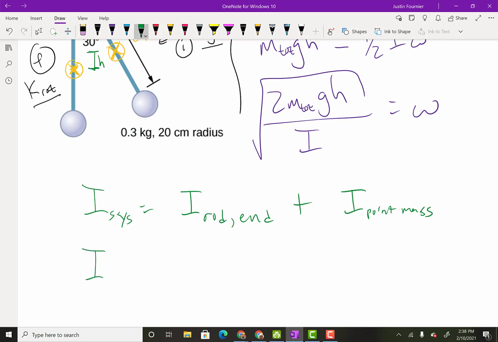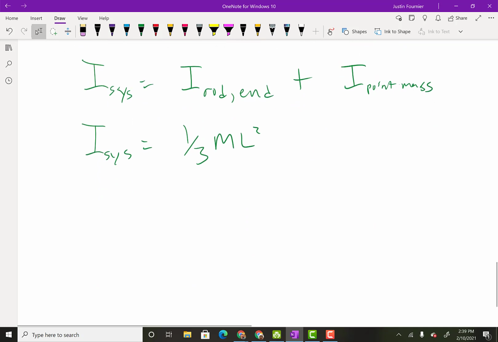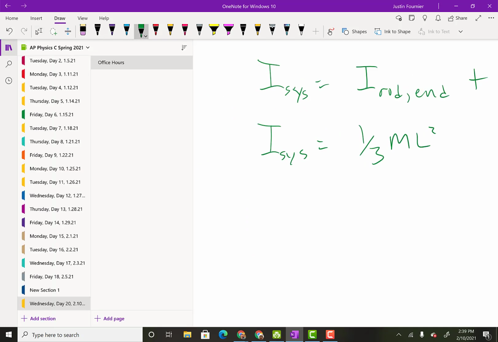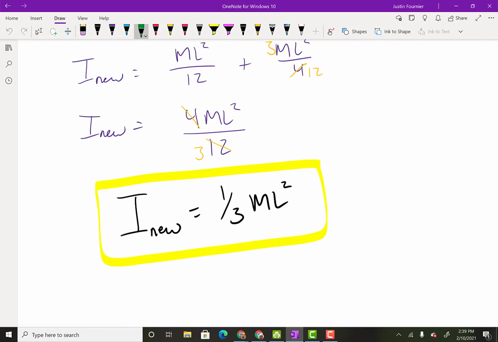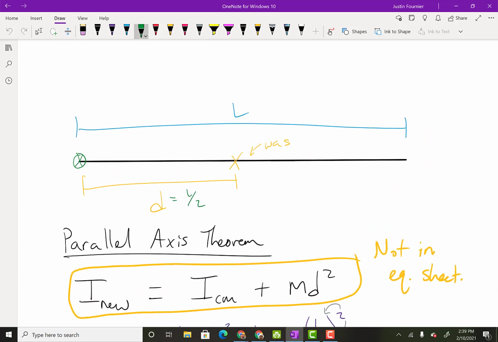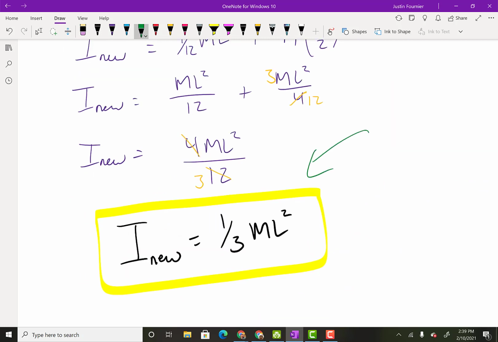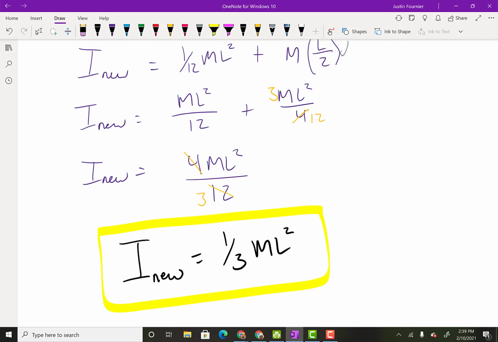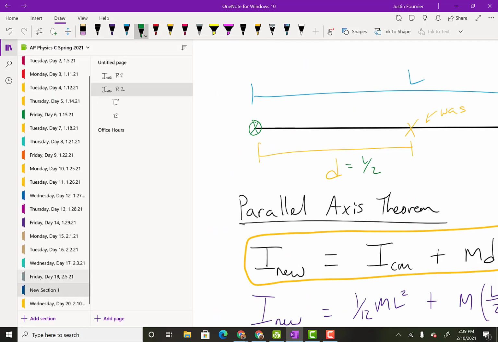So the moment of inertia of this system is going to be a rod about its end is 1/3 ml squared. You could look it up, or I'm going to reference you back to my notes, actually, with this part. Because back in my notes, I did the moment of inertia of a rod about its end using the parallel axis theorem, and we found that it was 1/3 ml squared. So that's what I'll refer you back to if you wanted to use the parallel axis theorem.